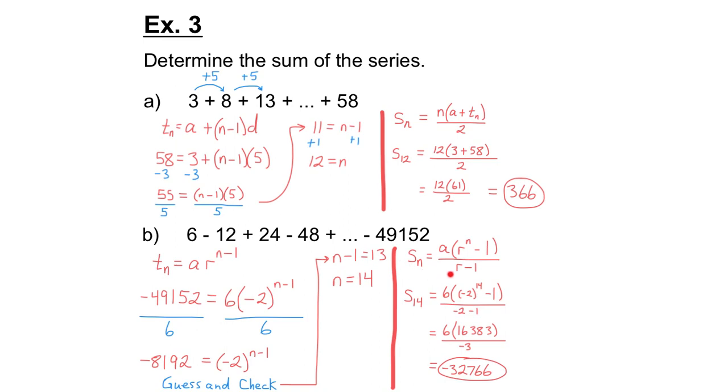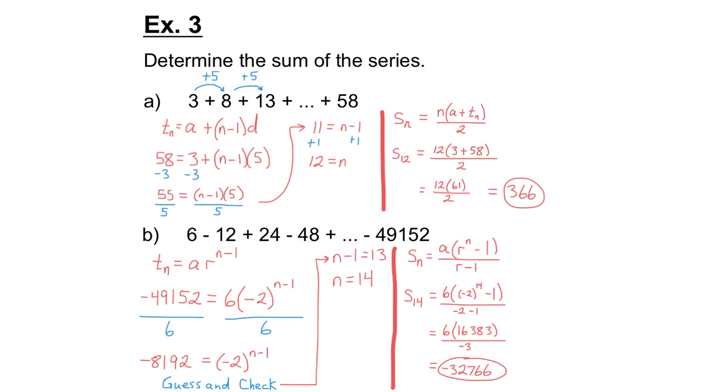So the formula for the sum of the first n terms in a geometric series is this. A is the starting term, 6. R is the common ratio, negative 2. And n, I established, was 14. Follow BEDMAS, you get negative 32,766 as the sum of these terms in this series.